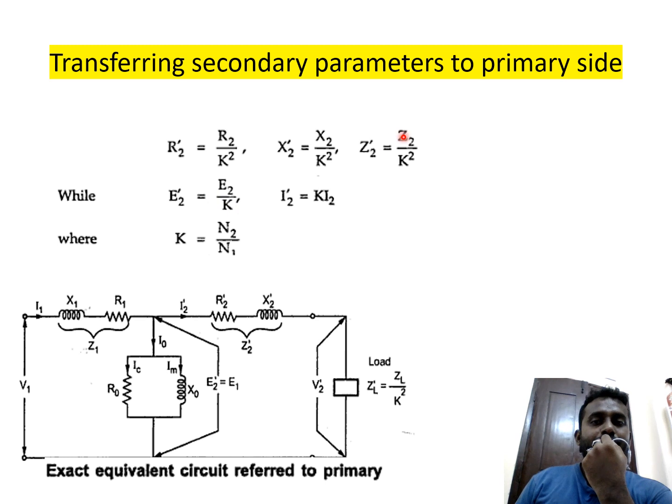So transferring secondary parameters to primary parameters, this is a complete one. Whatever we have seen in the last two or three slides: R2 dash is equal to R2 by K square, X2 dash is equal to X2 by K square, ZL dash is equal to ZL by K square, E2 dash is equal to E2 by K, I2 dash is equal to K into I2, K is equal to N2 by N1. So this is R2 dash, X2 dash, ZL dash, X1, R1. Now R2, X2 were previously on the secondary side, now they are connected to the primary side. So this is the equivalent circuit referred to primary.